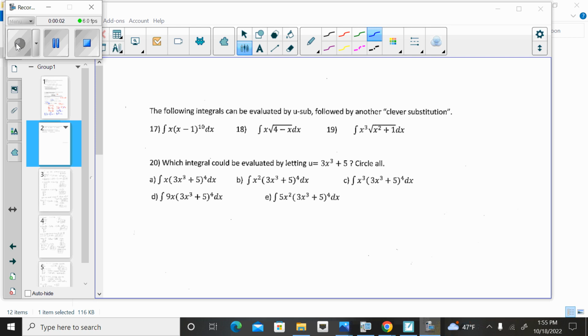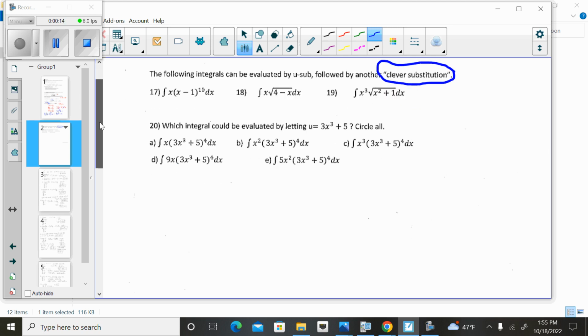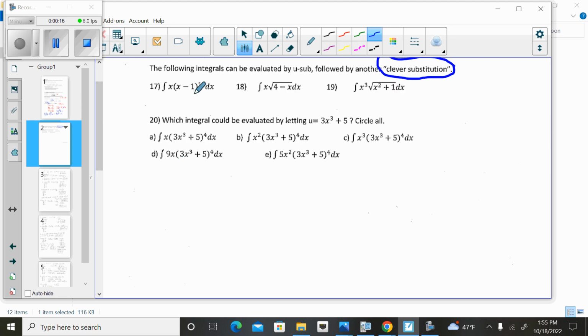All right, this will be a much quicker video where I go over an integral that can be evaluated by u sub after a clever substitution. Okay, so let's look at 17. All right, and we always let u be what's under the radical, or inside the parentheses.